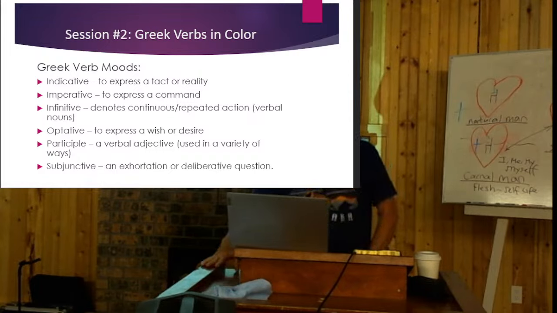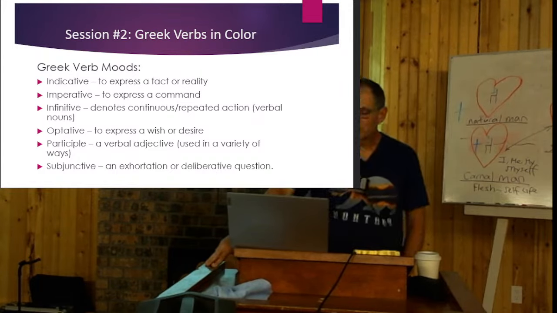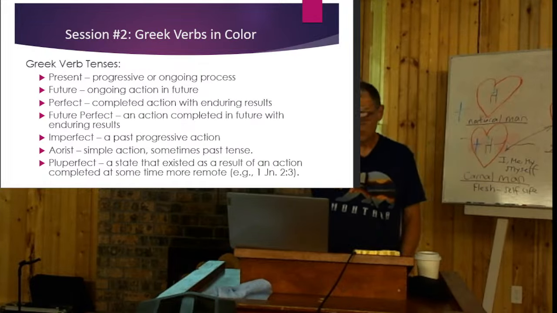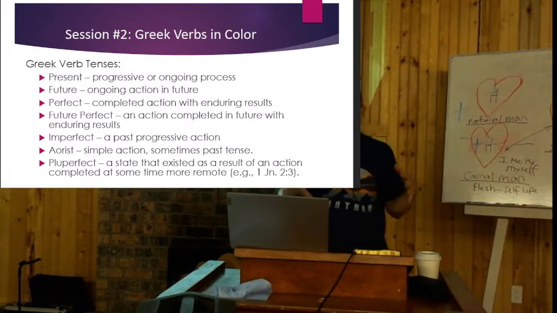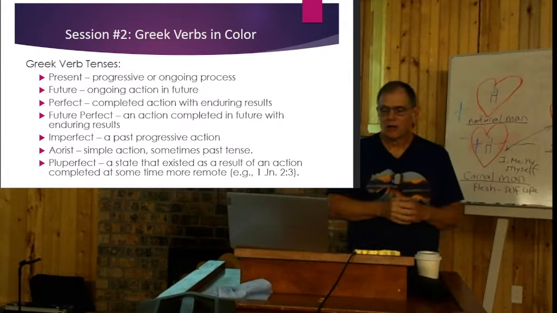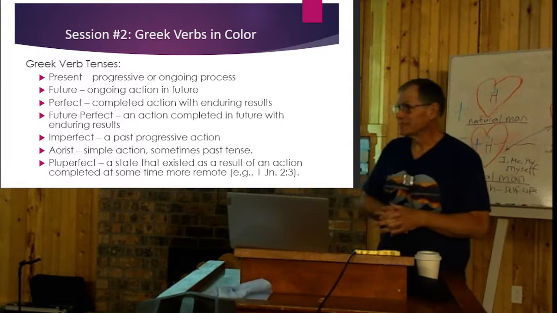And then we have tenses, and there's seven tenses. So you have six moods, seven tenses. We have three tenses in English. So here's how they work together. You have the present tense, and that's a tense that's often used. It just means a progressive, ongoing process or action. Future tense, which is the same way.